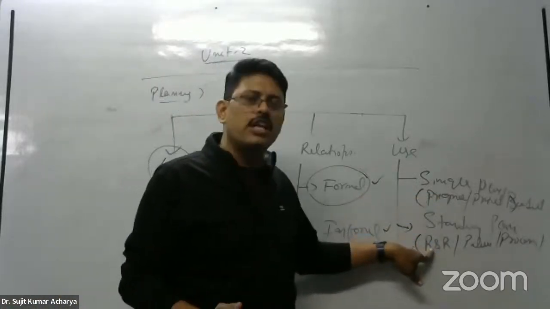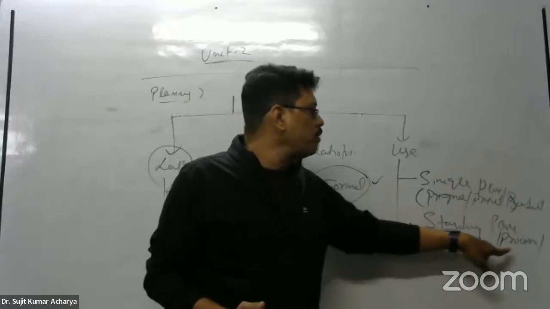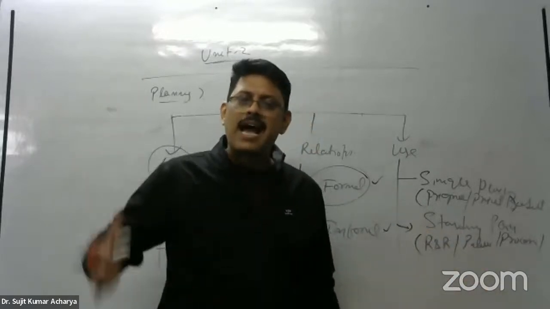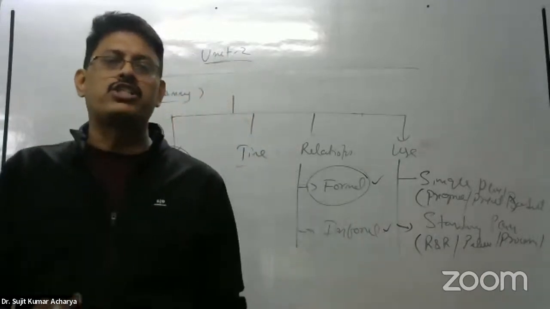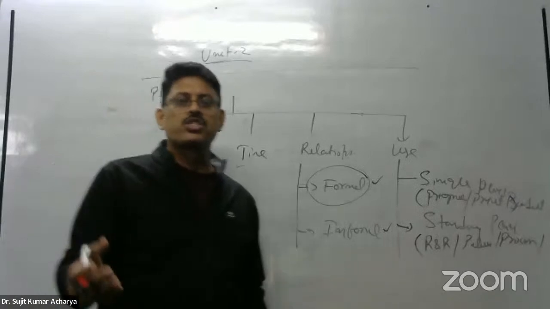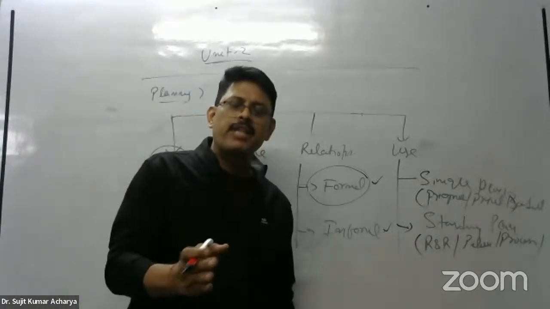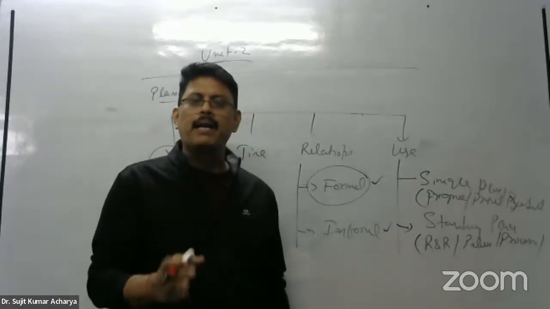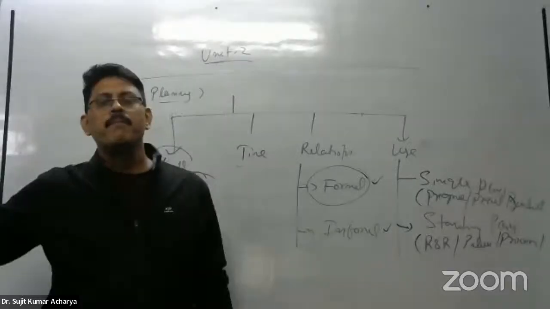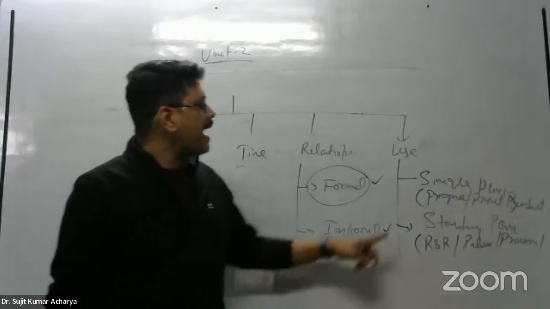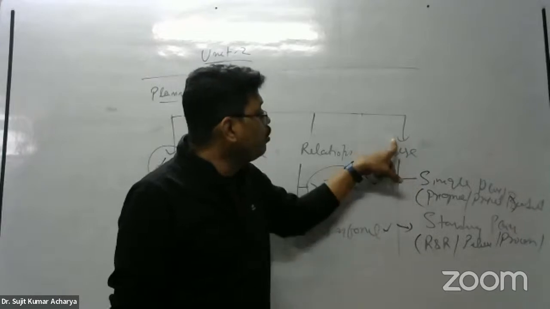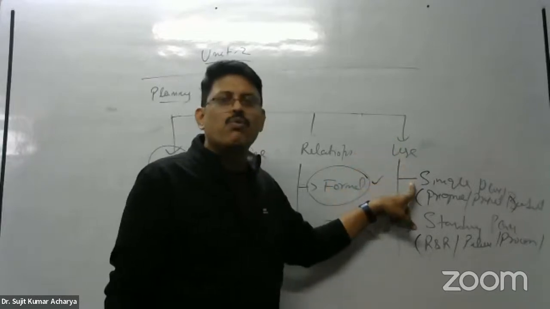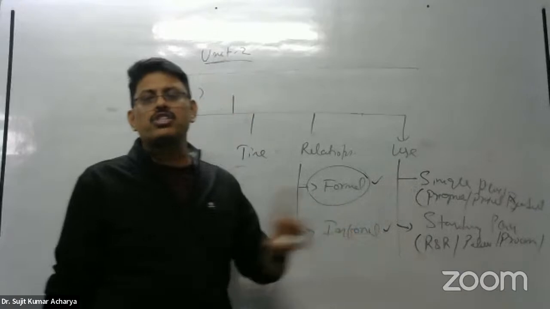But the rules, regulations, policies or the mode of progress will stand. That means our regulations and our course structure will continue. Every year students will read similar things, but different students will be there. In that case, planning from the use perspective is of two types: one is your single use plan, another is your standing plan.